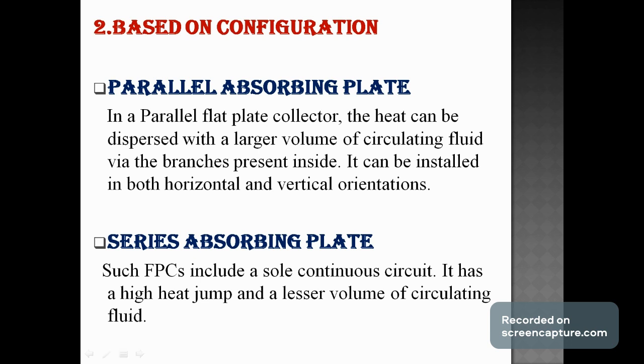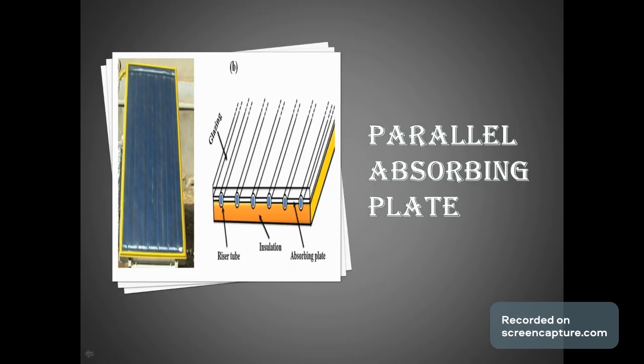Based on the configuration, we have two subtypes, that is, the parallel absorbing plate and the series absorbing plate. The first one is the parallel absorbing plate. In a parallel flat plate collector, the heat can be dispersed with a larger volume of circulating fluid via the branches present inside. It can be installed in both horizontal and vertical orientations. And this is the picture of the parallel absorbing plate.